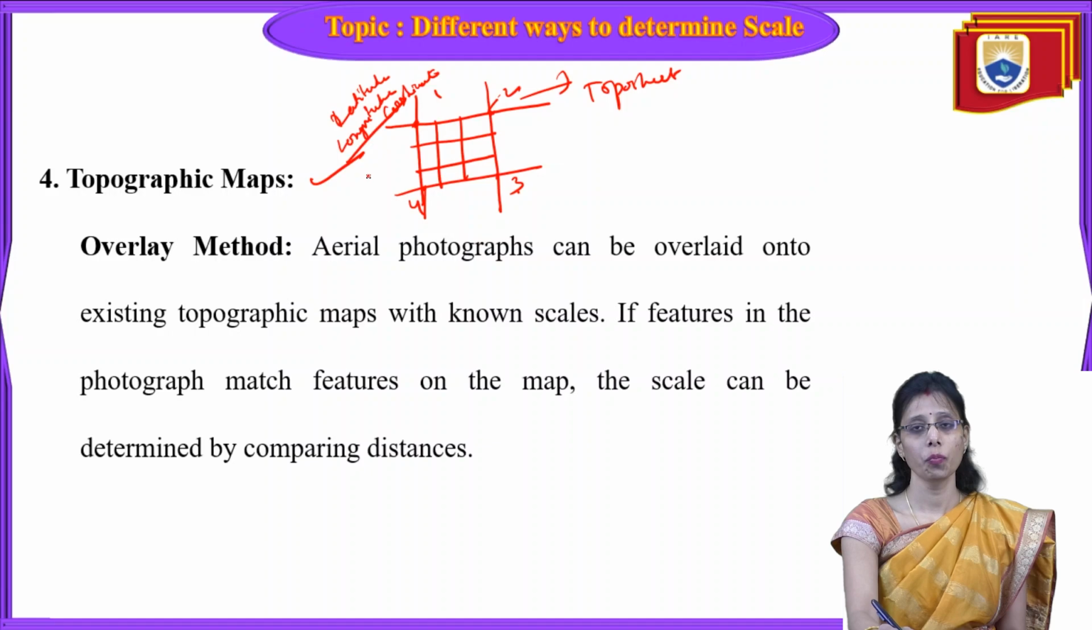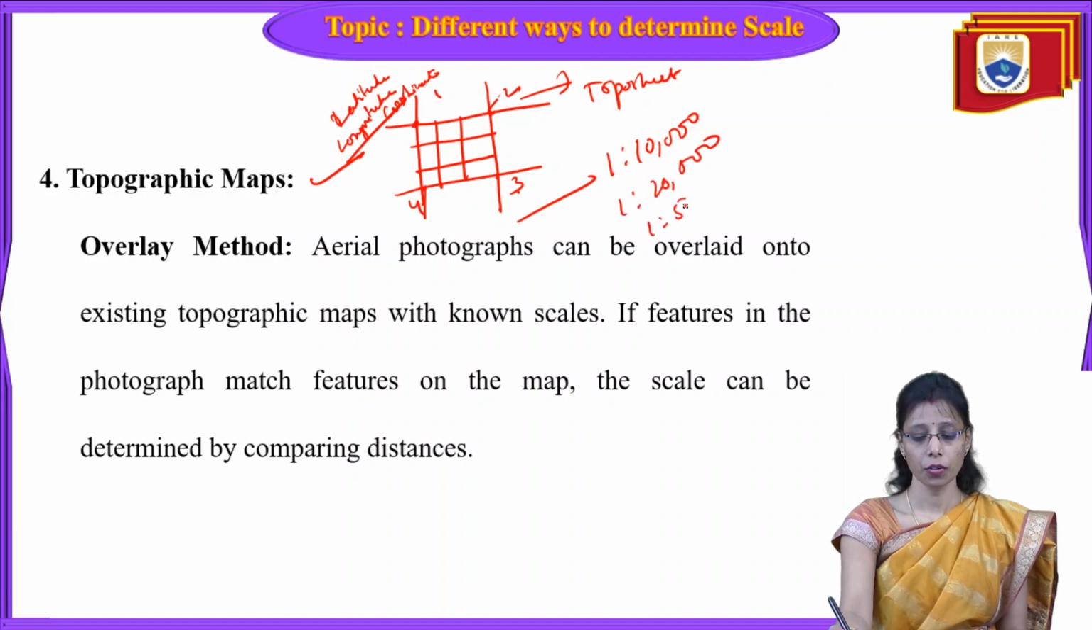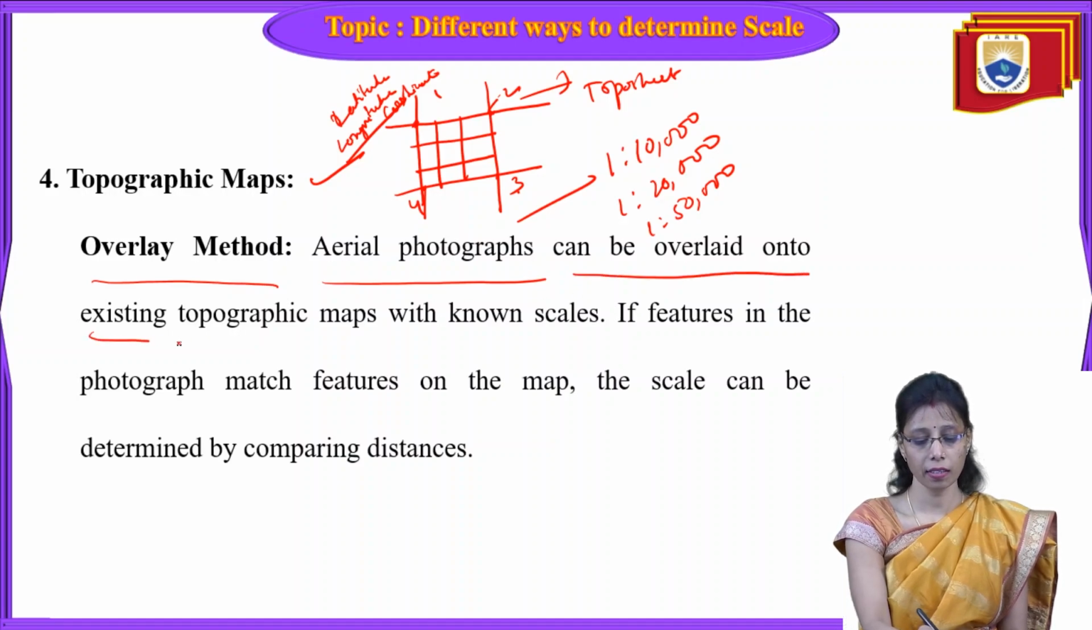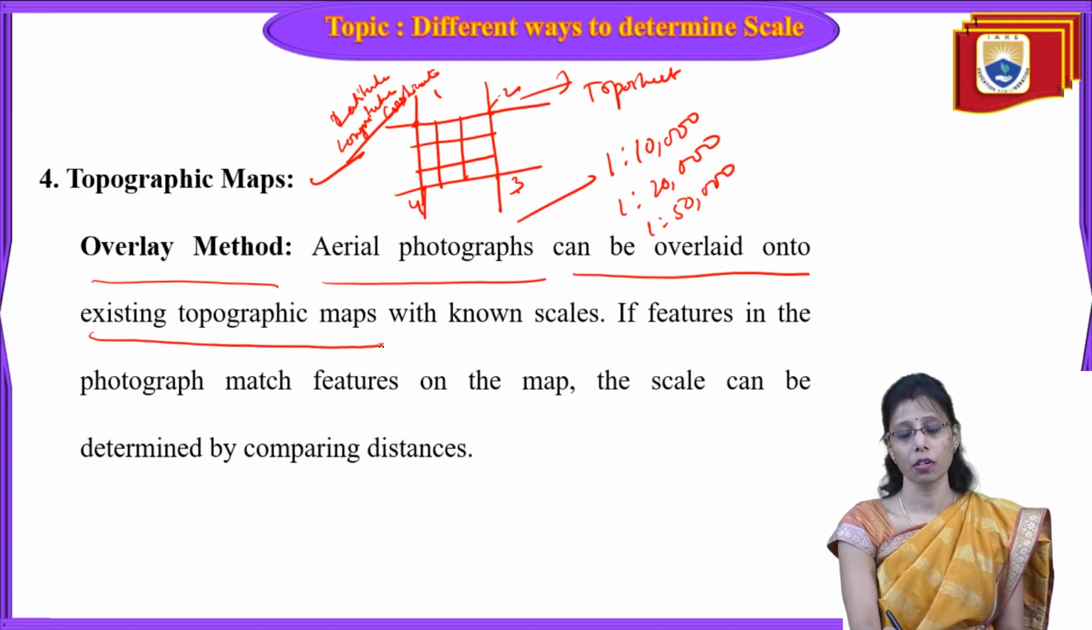So it will give you the scale of the aerial photo. Sometimes it will be 1:10,000, 1:20,000, 1:50,000. That all depends on the scale of the topographical maps, whether it is large scale or small scale. So here we have an overlay method. Aerial photographs can be overlaid on the existing topographic maps.